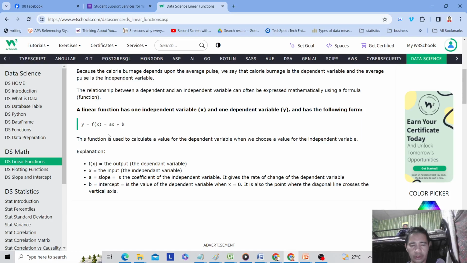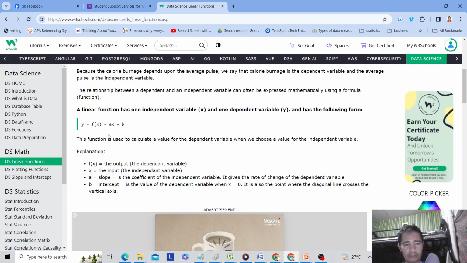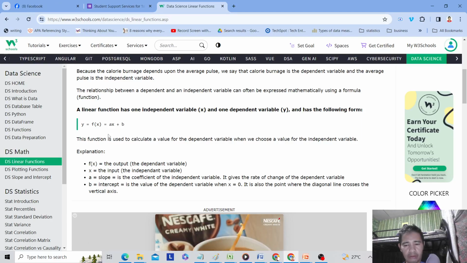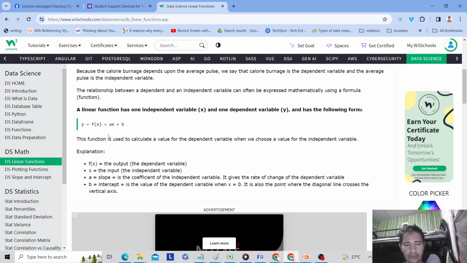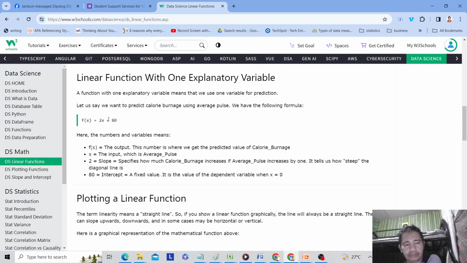f(x) is the output, the dependent variable. x is the input, the independent variable. a is equal to the slope. It is the coefficient of the independent variable. It gives the rate of change of the dependent variable. b, the intercept, is the value of the dependent variable when x is 0. It is also the point where the diagonal line crosses the vertical axis.